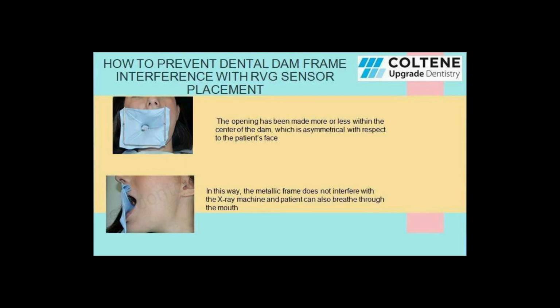How do we prevent dental dam frame interference with RVG sensor placement? Whenever we are using a rubber dam sheet, we use the template to mark the places where the holes have to be punched. If we feel there is a problem with the placement of the RVG sensor, one thing we can do is make the holes we punch in the rubber dam sheet more or less within the center of the dam, asymmetrical with respect to the patient's face. In this way, as you can see in the second picture, we get clear room and a large area from where we can easily place our RVG sensors.